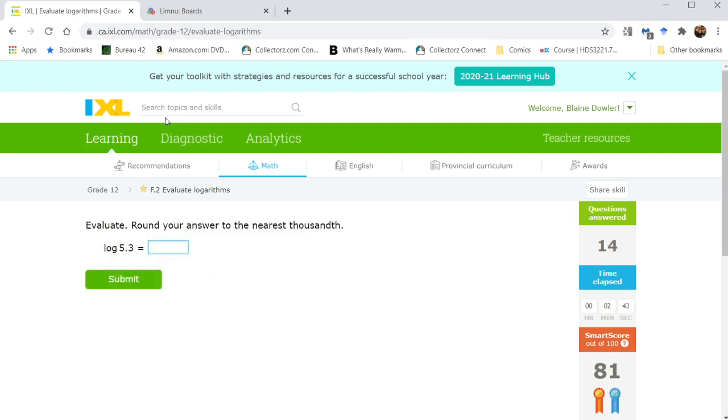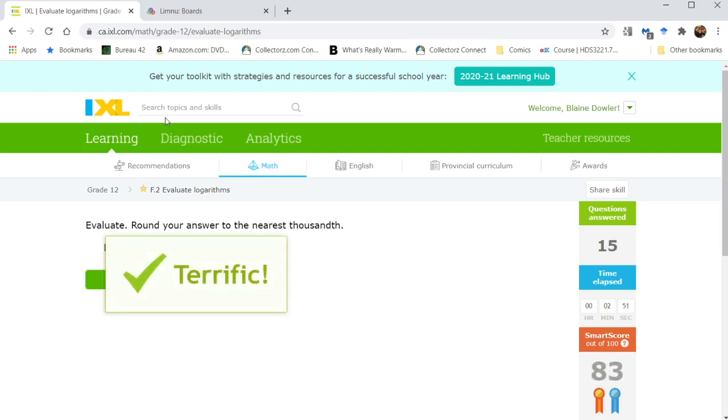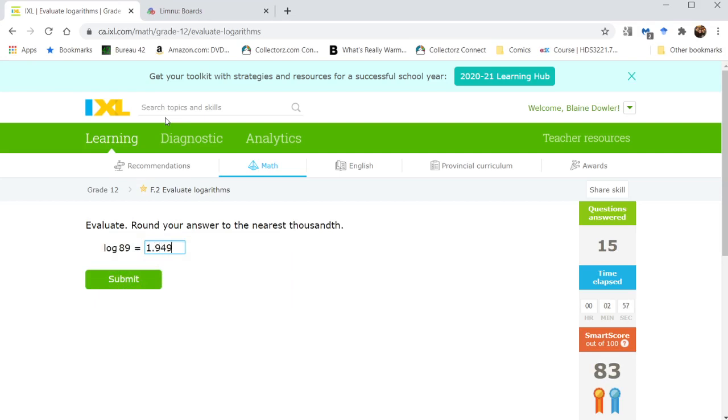Similarly, log 5.3, just straight in the calculator, 0.724 to the nearest thousandth. So again, just feeding the calculator.